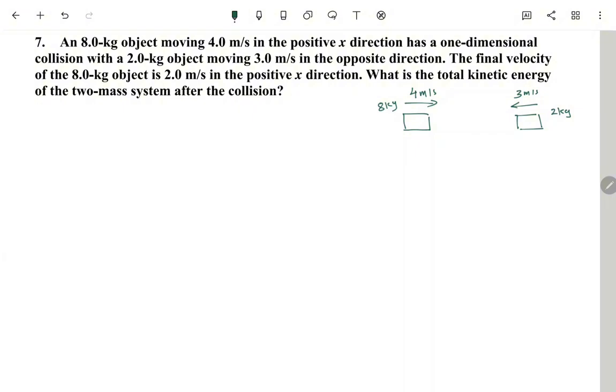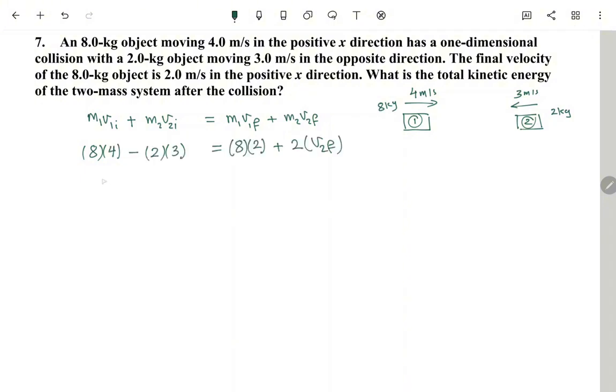Now in this situation, momentum is conserved, so let's name this one 1 and this is 2. M1 V1 initial plus M2 V2 initial is equal to M1 V1 final plus M2 V2 final. You substitute the numbers. 8 times 4, 32, minus 6 equal to 16 plus 2 V2 final. You simplify this one here, you will find V2 final equal to 5 meters per second.